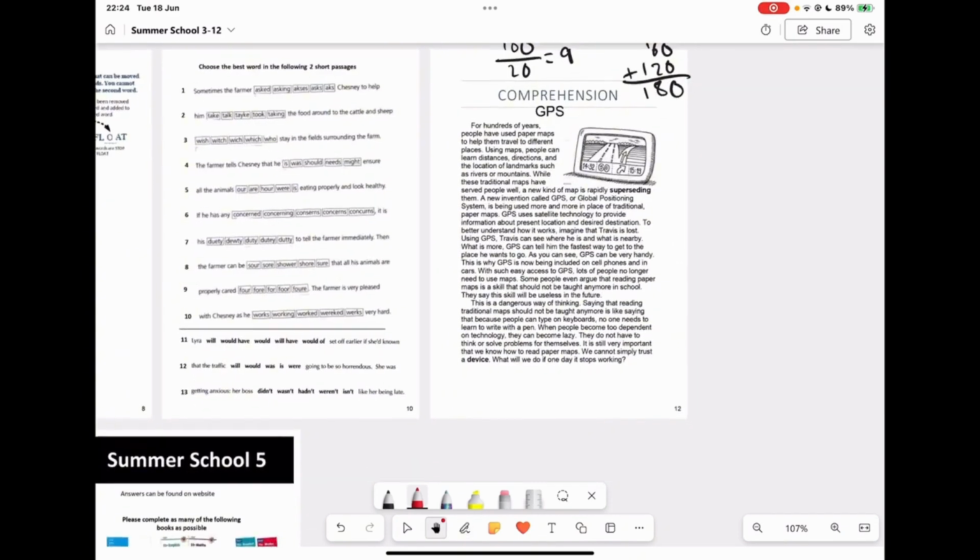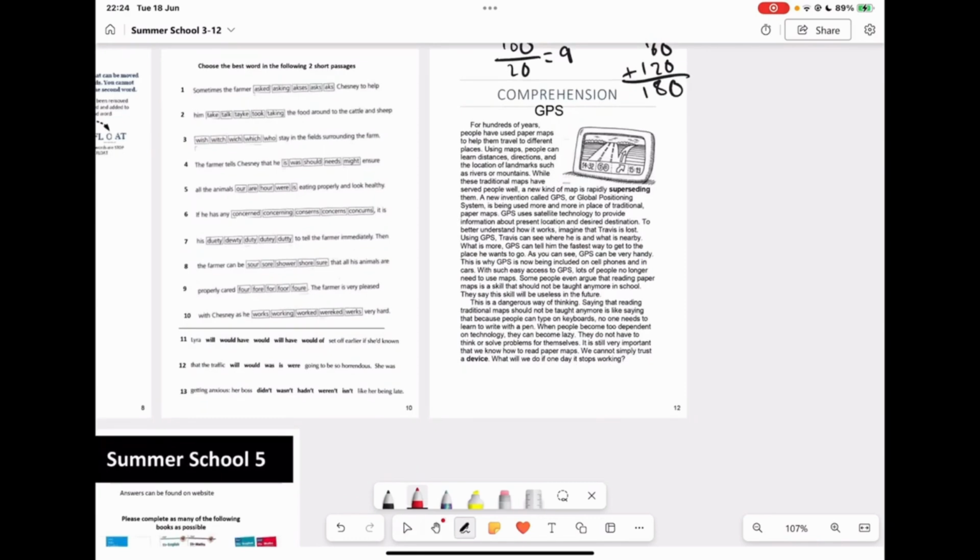So let's read the extract. For hundreds of years, people have used paper maps to help them travel to different places. Using maps, people can learn distances, directions, and the location of landmarks such as rivers or mountains. While these traditional maps have served people well, a new kind of map is rapidly superseding them. A new invention called GPS, or Global Positioning System, is being used more and more in place of traditional paper maps. GPS uses satellite technology to provide information about present location and a desired destination.